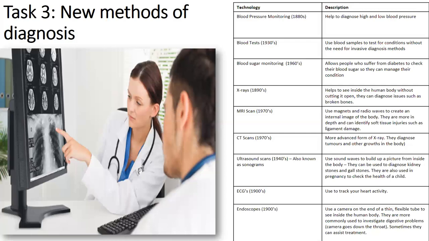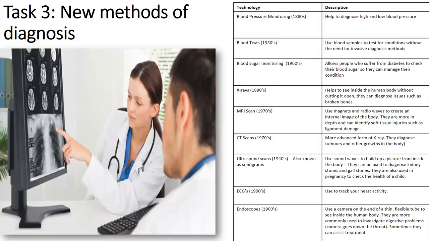Ultrasounds, which are also known as sonograms, use sound waves to build up a picture from inside the body. Now, ultrasounds can be used for pregnancy to look at conditions of the baby. They can also diagnose kidney stones and gallstones. They put that gel on your belly and then they look inside, at what's going on there. They build a picture. And they also use sound waves to see if there are heartbeats with babies.